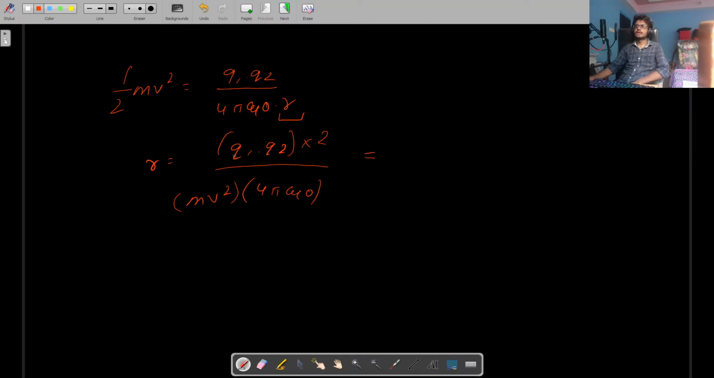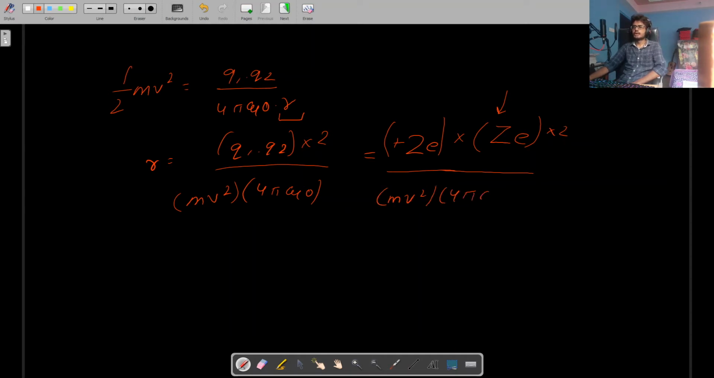Now for this system, we know what Q1 is. Q1 is the charge of the helium particle that is coming, the alpha particle. So Q1 is basically plus 2e. An alpha particle is basically doubly ionized helium, so there is a two electron deficiency. So the charge of helium is plus 2e. And the charge of the other nucleus, let us assume the atomic number of the nucleus to be Z, so Ze. I'm not assuming it as gold right now. I'm assuming any metal whose atomic number is Z. So Ze into 2 divided by mv square 4 pi epsilon naught.